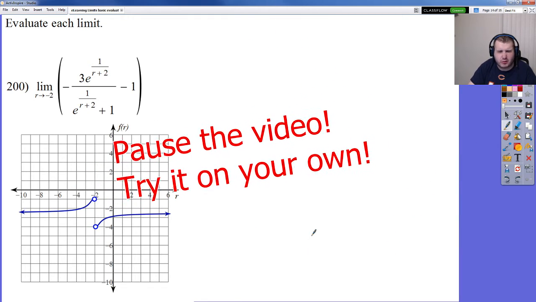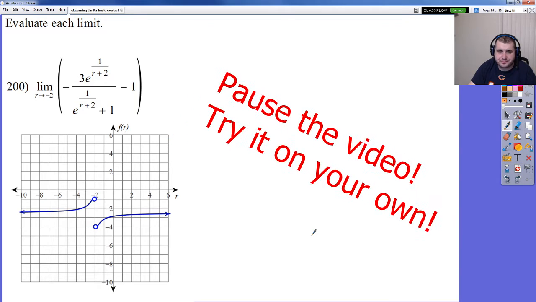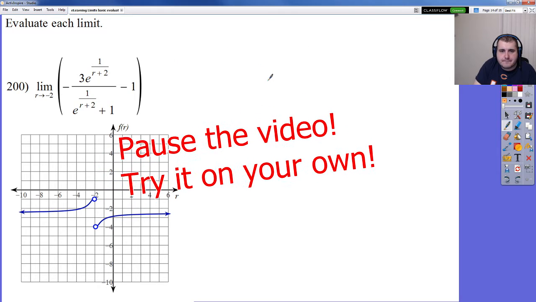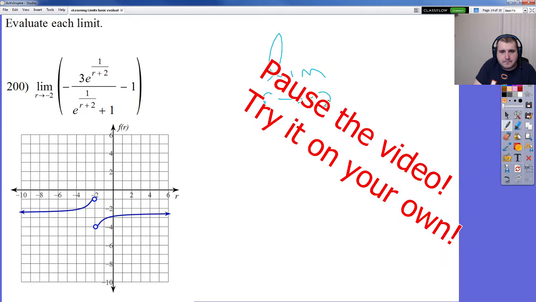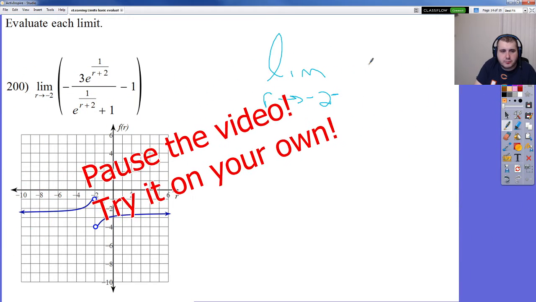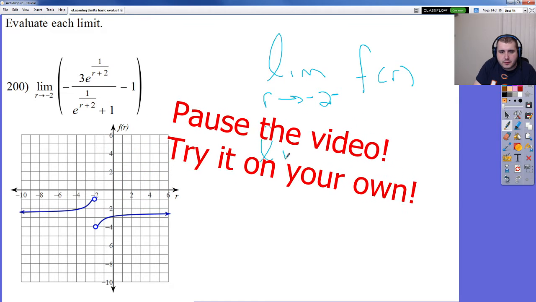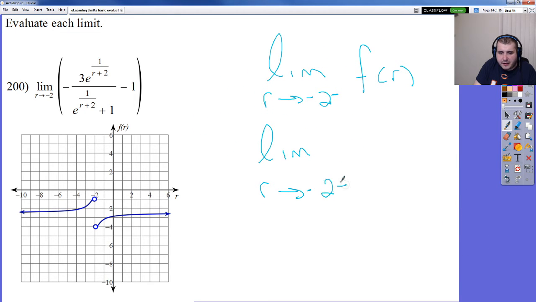Give this one a try on your own. See if you can figure out what the limit is if it exists. I'm just going to put these out here, because it's the same thing. We're just going to go from the left, see what that comes out to be, go from the right, see what that comes out to be, and get our answer. So let's look.